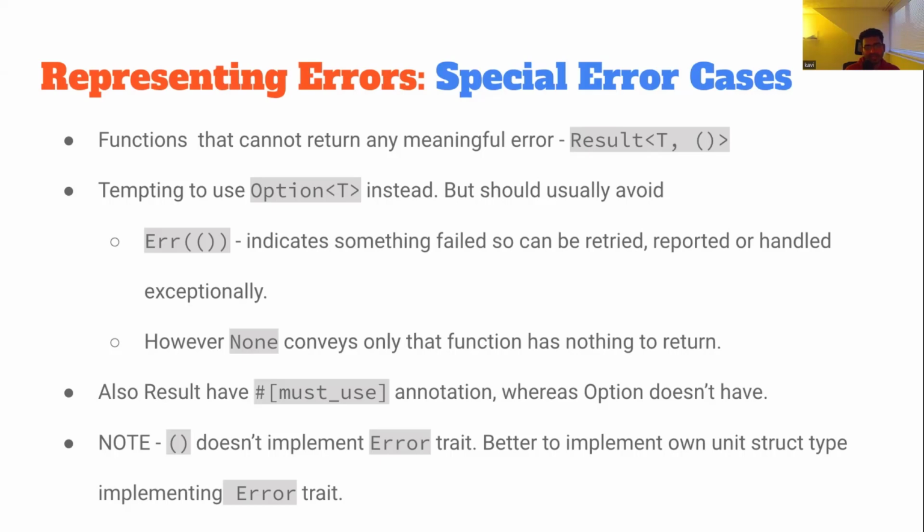The other thing is Result has this must_use annotation. What that means is whenever you get a Result out of any API, your compiler enforces you to handle all the cases, OK and error. Otherwise, it just keeps warning you. Whereas it doesn't happen with Option. Even if you don't handle the None case, the compiler won't complain, so you will probably miss error handling. Another subtlety here is the unit type doesn't implement the Error trait, but you have to implement the Error trait for all the reasons we discussed before, to play nice. That's something to keep in mind.